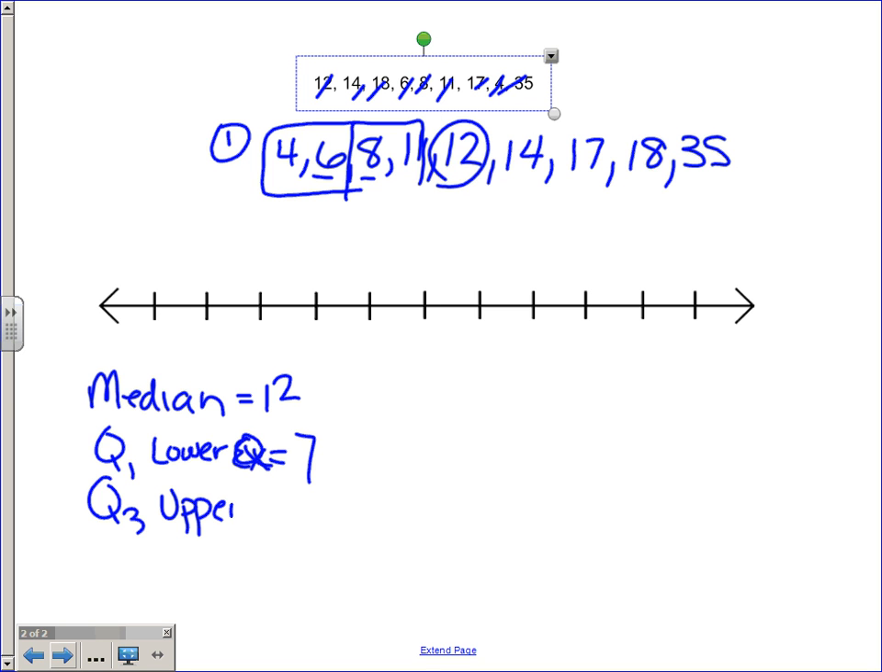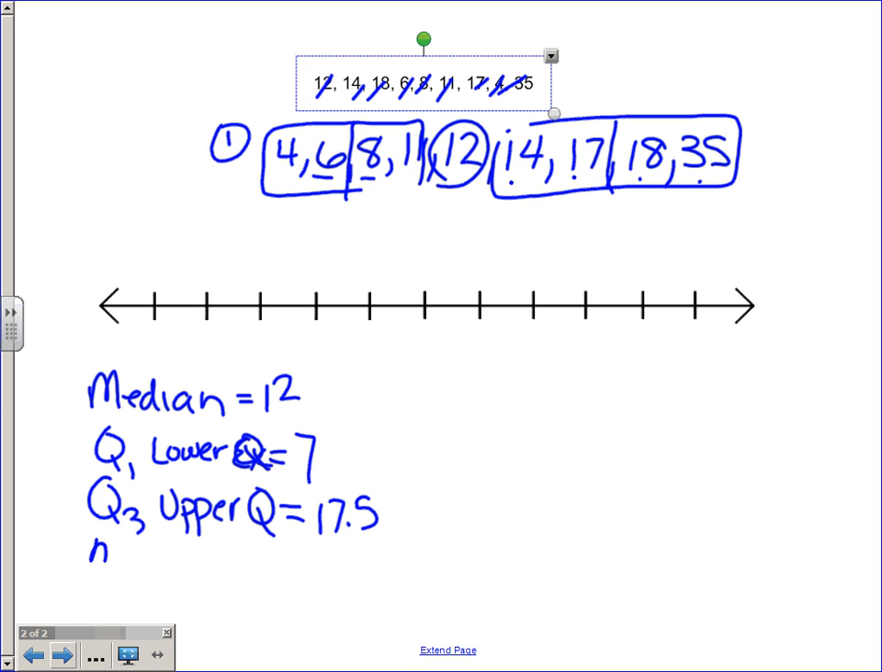And let's look at my upper quartile, or Q3. I'm going to look at my data points here, 14, 17, 18, 35. I'm going to have to take halfway between, and that's going to give me an upper quartile of 17.5, because that's the mean of 17 and 18.